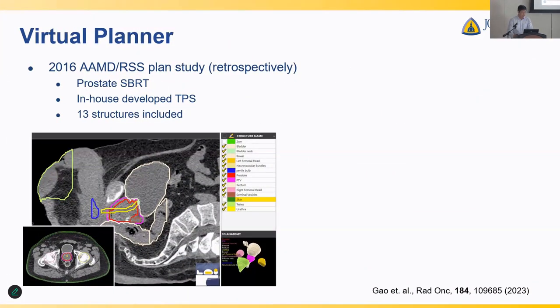And to test it, we applied this virtual planner in the 2016 planner challenge. So this work was done in 2022.